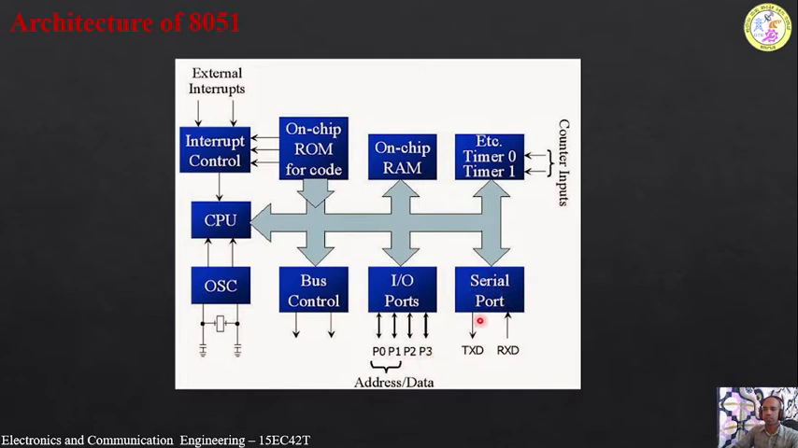And the serial port is there. This is for the serial transmission of the data. TXD is for the transmission of the data, and RXD is for the reception of the data. And this is the communication bus we have. This arrow mark indicates how the data is moving.